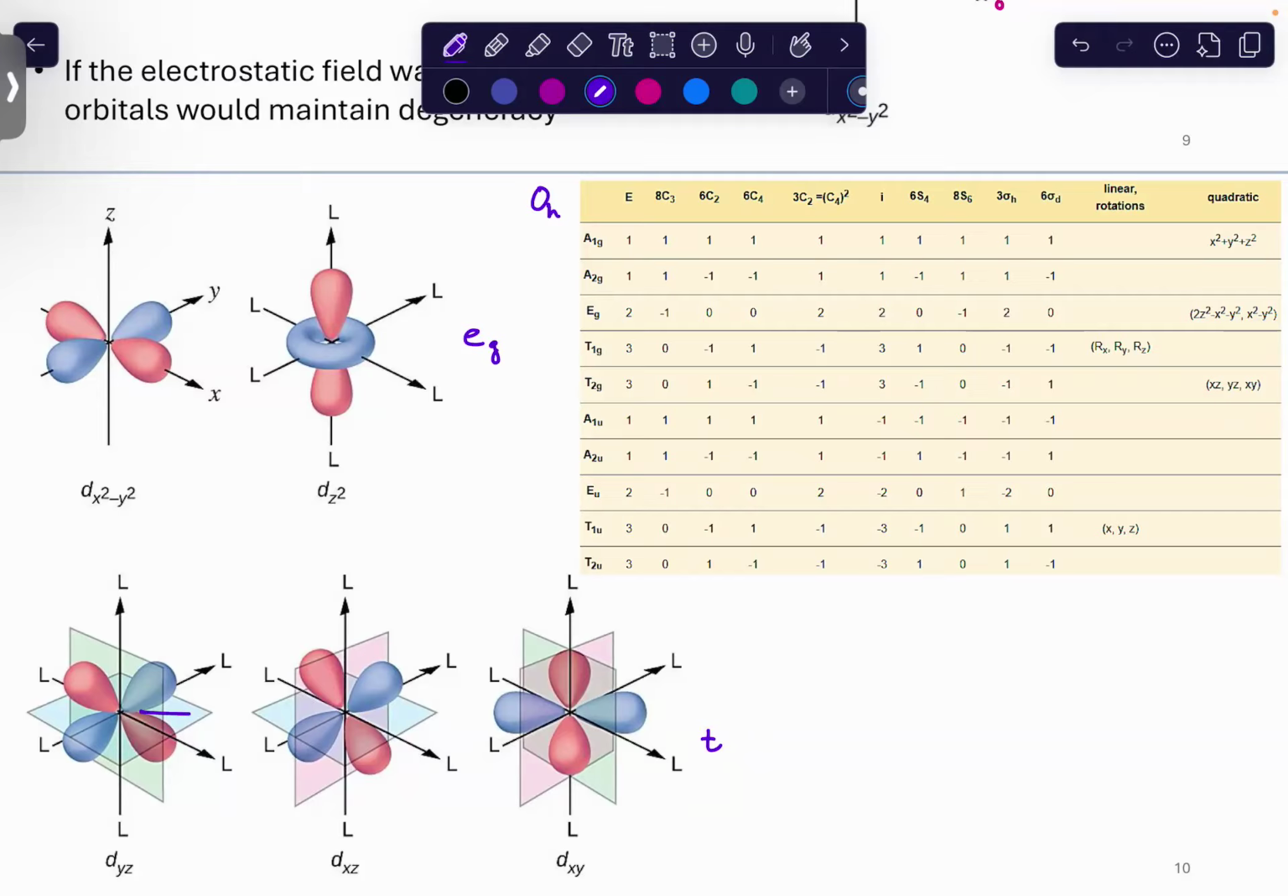And then, what if I put a C2 axis there? It's not symmetric. Not symmetric. So is that a 1 or a 2? 2. That's a T2G. So that's your T2G level.